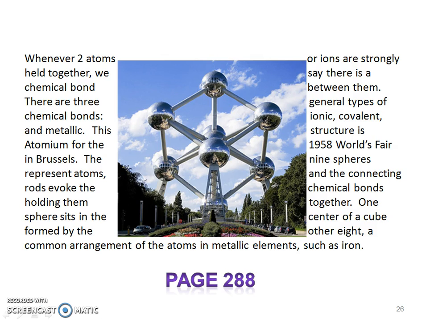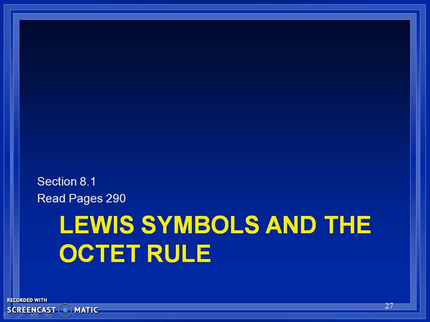This structure is, oh boy, Atomium, however you want to say that, for the 1958 World's Fair in Brussels. The 9 spheres represent atoms, and the connecting rods evoke the chemical bonds holding them together. One sphere sits in the center of the cube formed by the other 8, a common arrangement of the atoms in metallic elements such as iron.